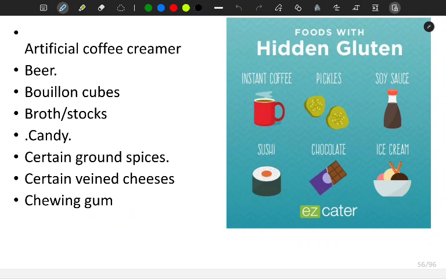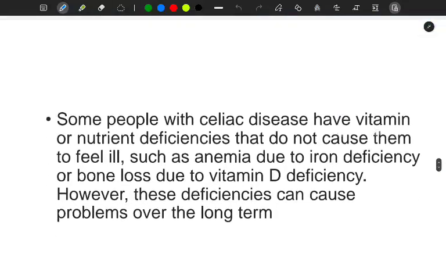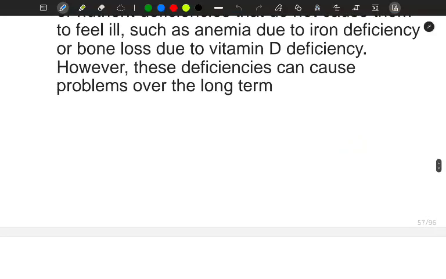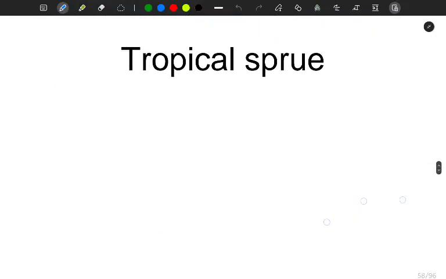This is okay. Next. Some of them have vitamin and mineral deficiencies that cause them to feel ill, such as iron deficiency anemia. Whenever you find that, you give supplements as well. Next. With the supplements, you have to make sure they are gluten free, because they might contain gluten, especially chewable supplements. Make sure the gelatin is bovine or non-bovine; whenever you go outside, you have to look at the gelatin.